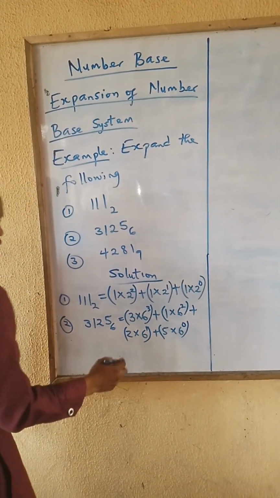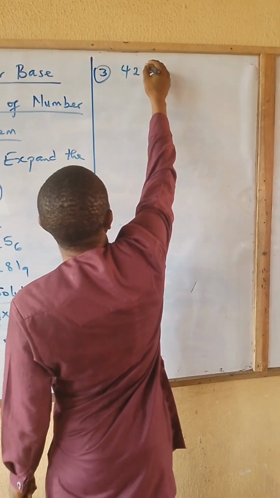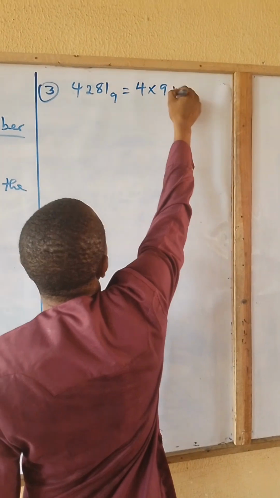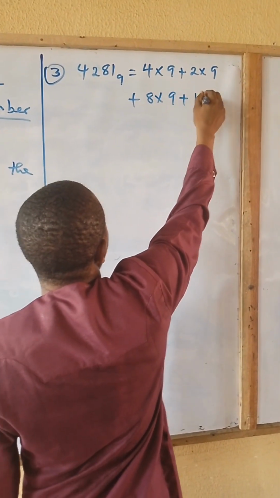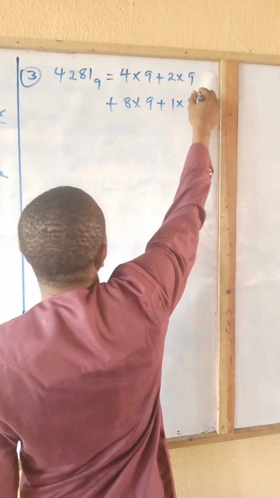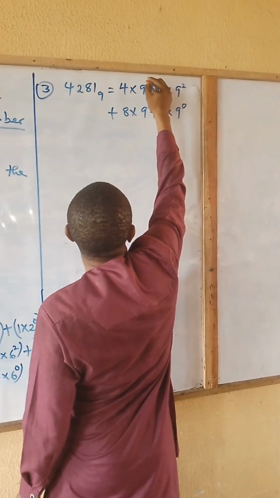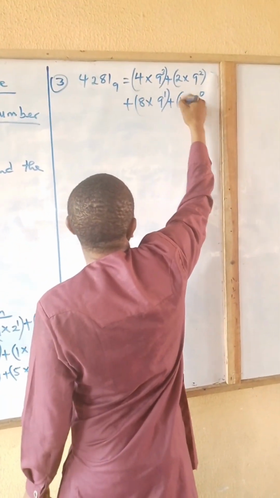Number 3, we have 4281 base 9. This will give us 4 times 9 plus 2 times 9 plus 8 times 9 plus 1 times 9. Then we are going to raise the base to powers. We are going to start from 0, 1, 2, and 3. Then we are going to put it in brackets.